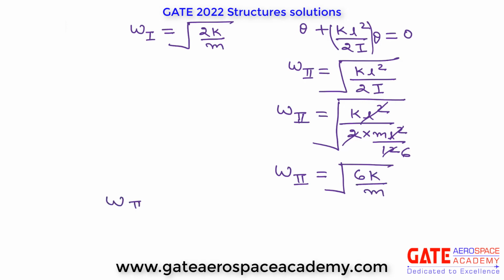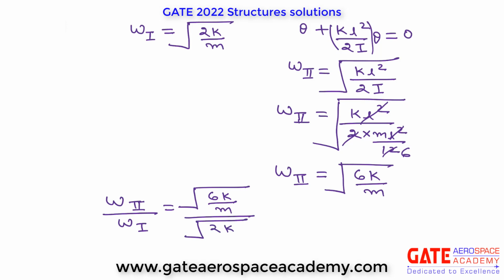So let's find out the ratio. ω2 by ω1 is equal to under root 6K by m upon under root 2K by m. Right? This will get cancelled out. So it will be under root 3, which is 1.73.